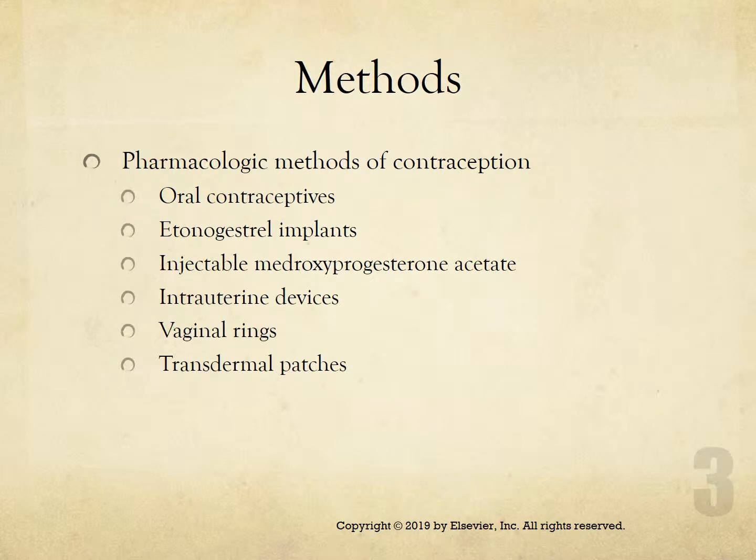So what are some of the methods that are used pharmacologically for contraception? You have oral contraceptives, you have implants, injectables, intrauterine devices, IUDs, you have the ring, and you have patches.